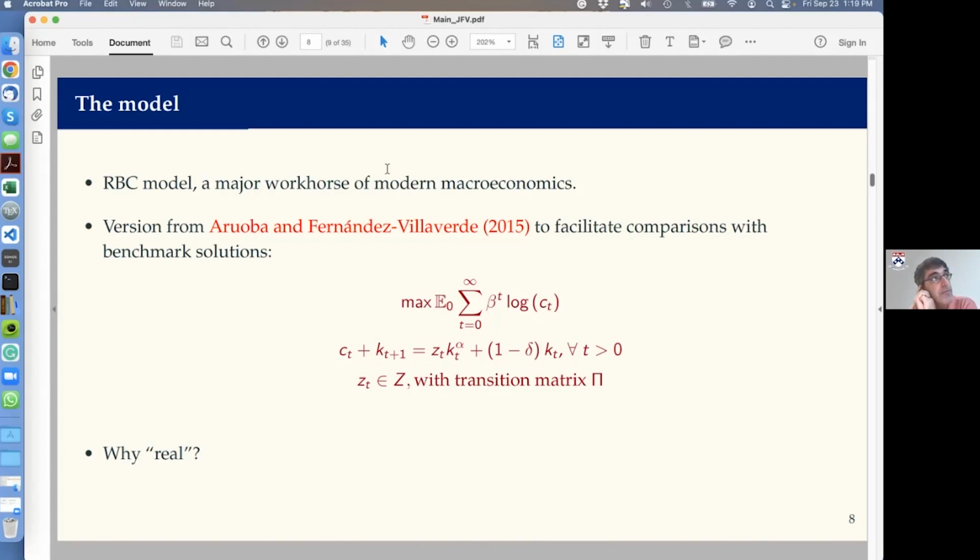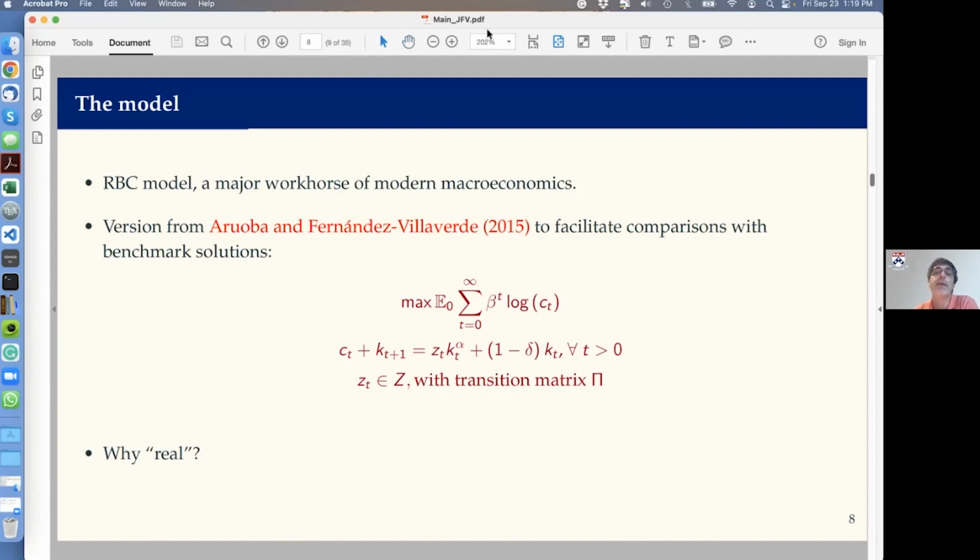And as I was mentioning before, if you are interested in models about climate change, for instance, you will also work with a slightly modified version of this model. There will be other layers, but at the end of the day, the mathematical structure of what we are going to do is very simple. I'm going to take the version of this model that I used in my paper that I mentioned before, because in that way, we can facilitate comparison with existing benchmark solutions.